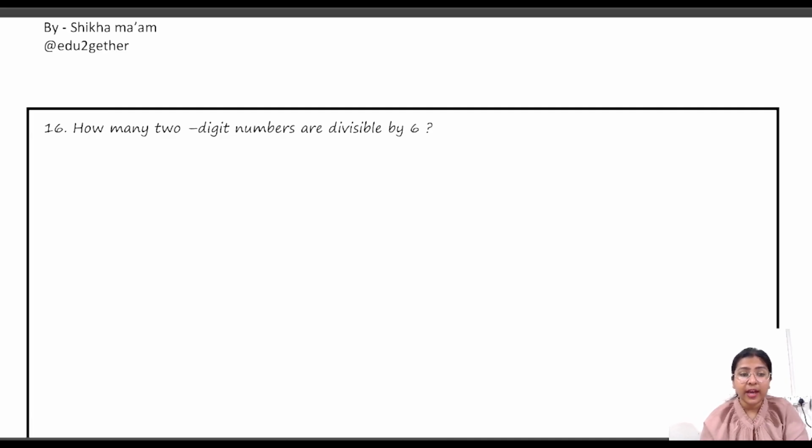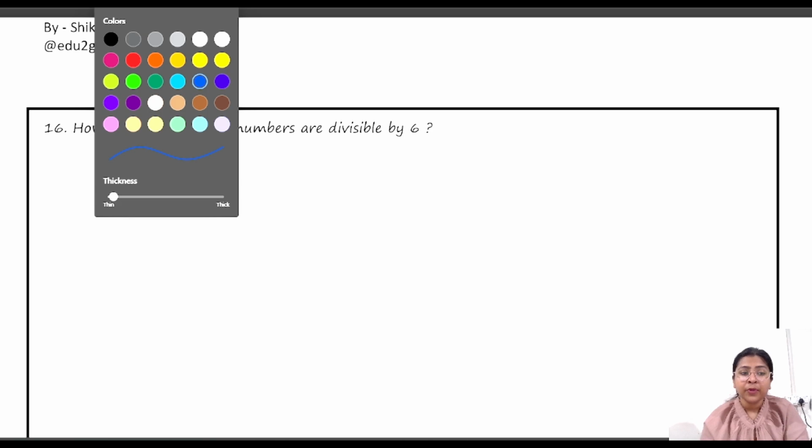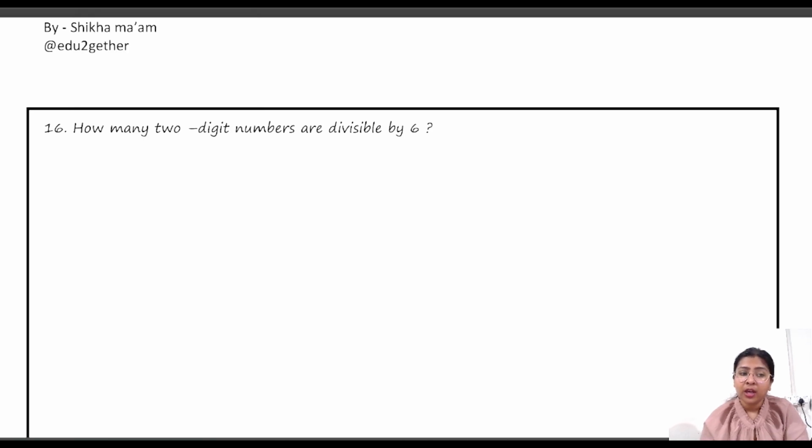So for that we can think about the first term. Okay, the smallest 2-digit number is 10. But 10 is not divisible by 6. Is 11 divisible by 6? No. It means the smallest number which is divisible by 6 is 12 and it is of 2 digits. So it is satisfying both the conditions.